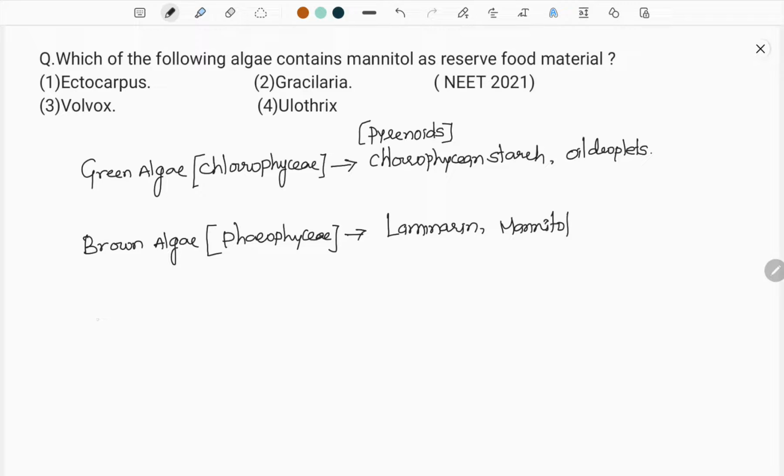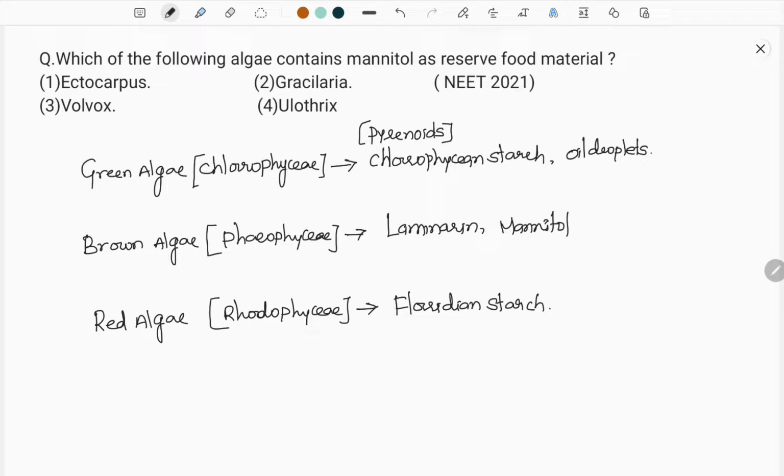Next, we have the red algae. Red algae are botanically called Rhodophyceae. These rhodophycean members store food material in the form of Floridean starch. And Floridean starch is structurally similar to glycogen and amylopectin also.